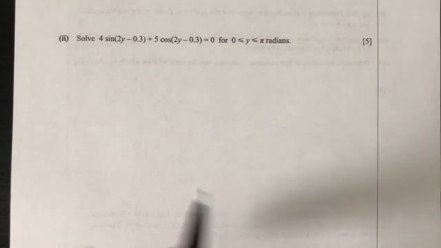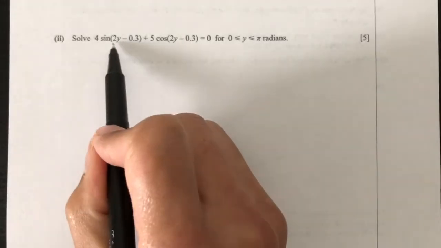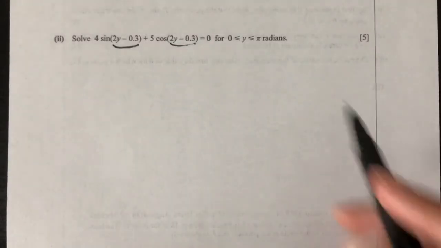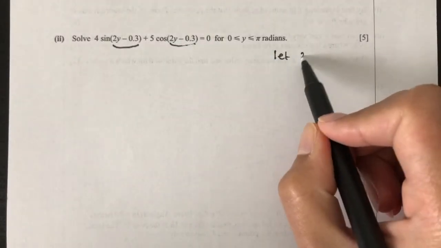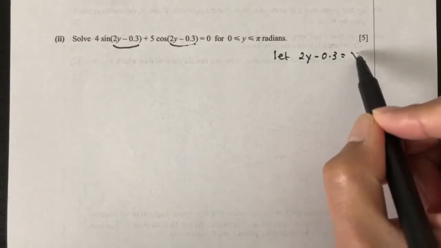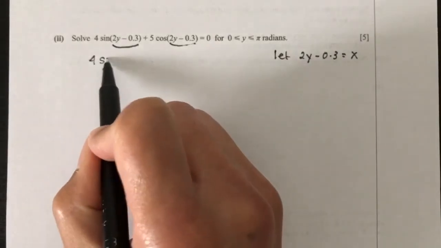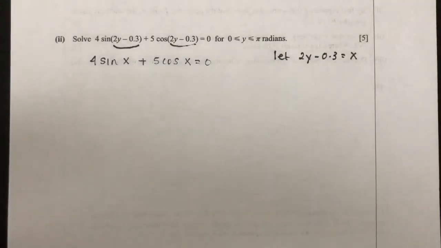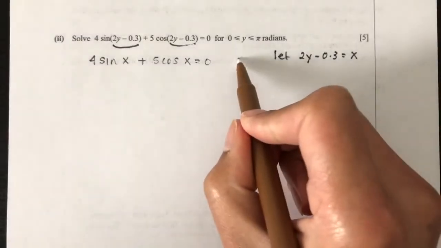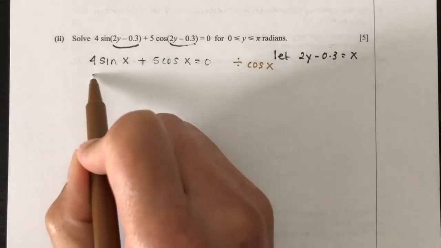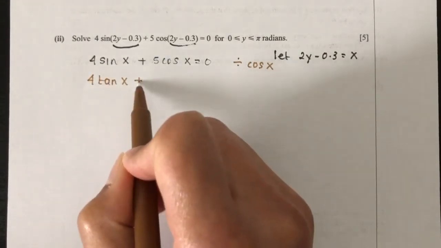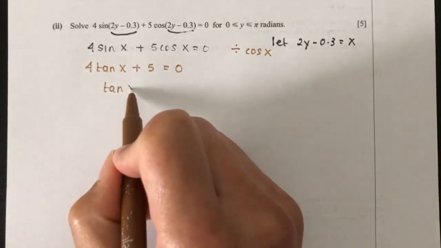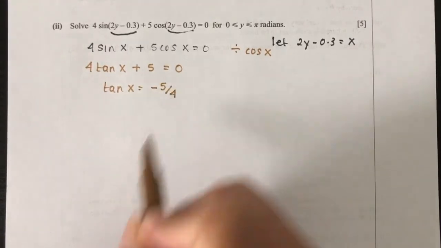Now for part 2, we have to solve this equation. So here we have the angles are the same, 2y minus this, 2y minus this. So first thing we can do here, because it can be confusing, is let 2y minus 0.3 equal to x. For now, you have 4 sine of x plus 5 cos of x is equal to 0. Now when you have cos and sine in the same equation, you have to divide by cos of x. So you can have 4 tan of x plus 5 equal to 0. So simplify, tan of x will be minus 5 over 4, right?